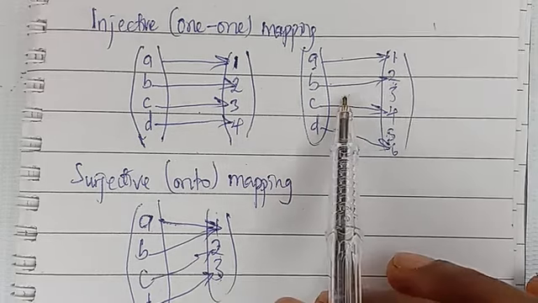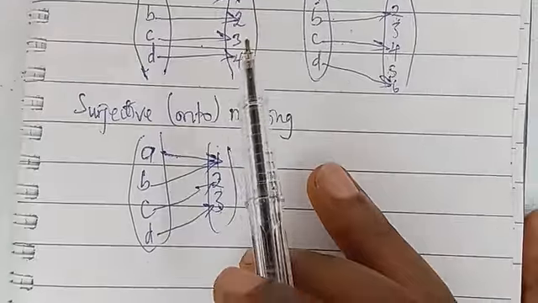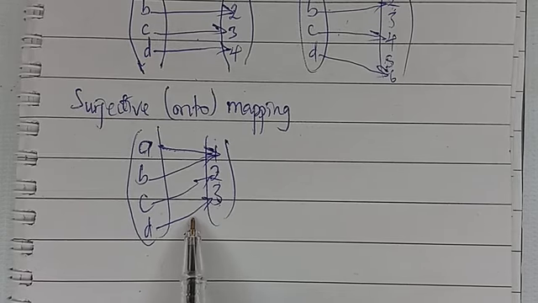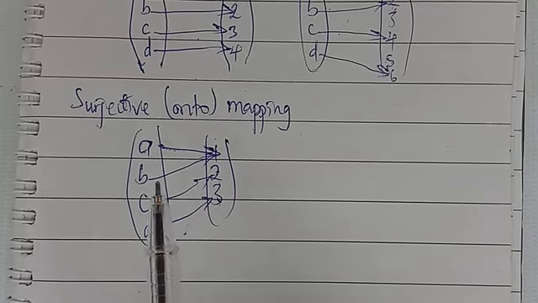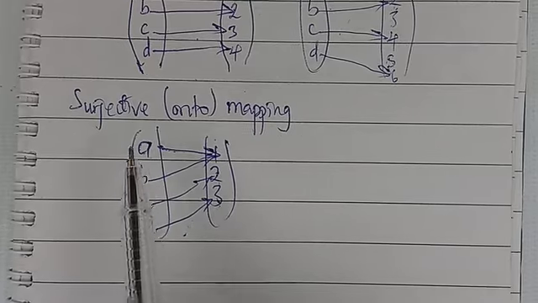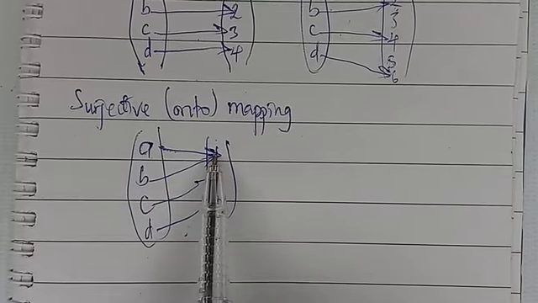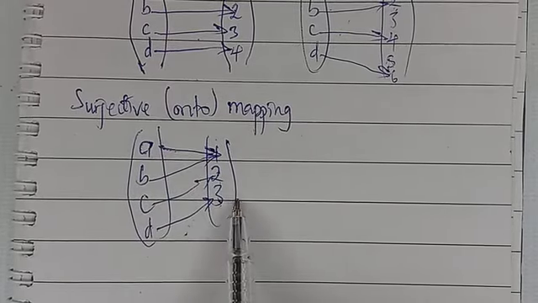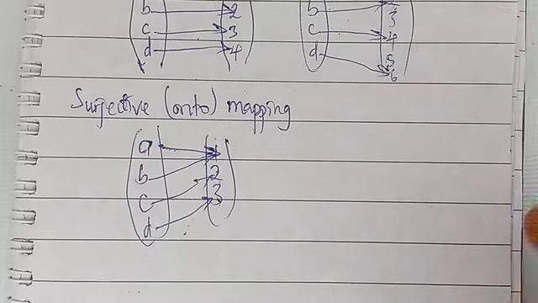This is only injective, it is not surjective. This is only onto, that is surjective, but it is not injective. Why? Because these two are mapped into one. They don't each have a unique element here that they are mapped to.